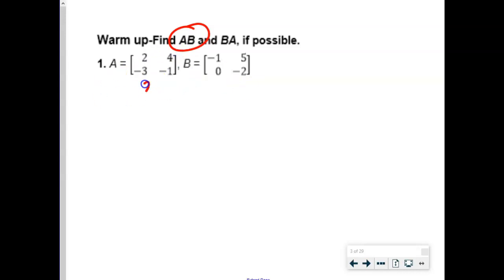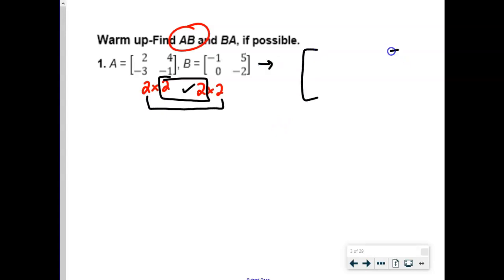This is a 2 by 2. This is also a 2 by 2. So if I was to multiply A times B together, first I check that we can multiply them, which we can, and the resulting matrix is also a 2 by 2. So what I need you to do on your paper is go ahead and write a blank 2 by 2 for me.